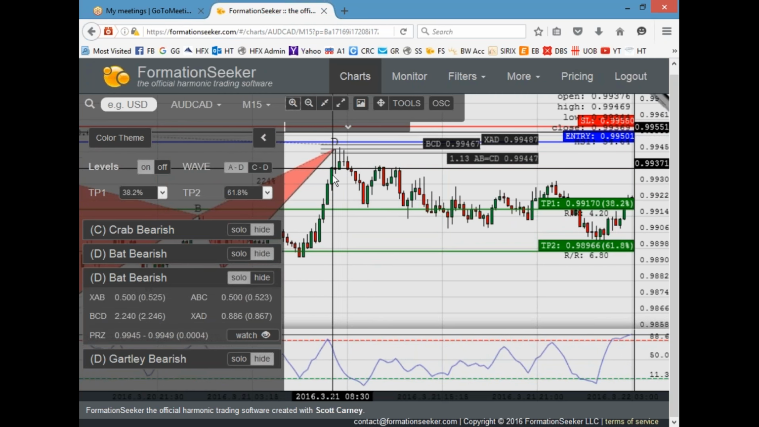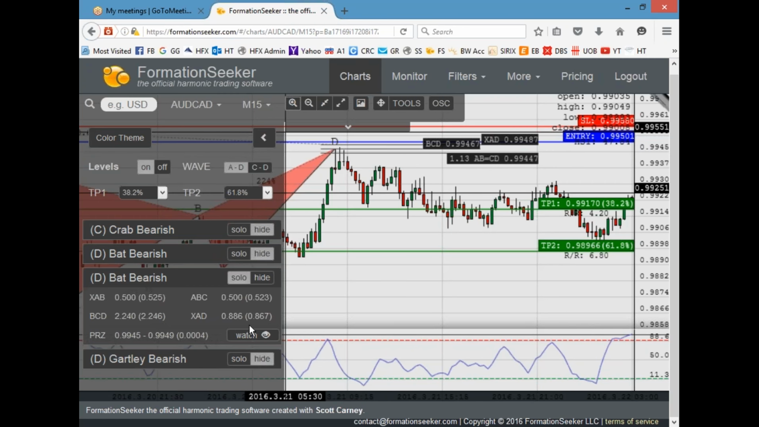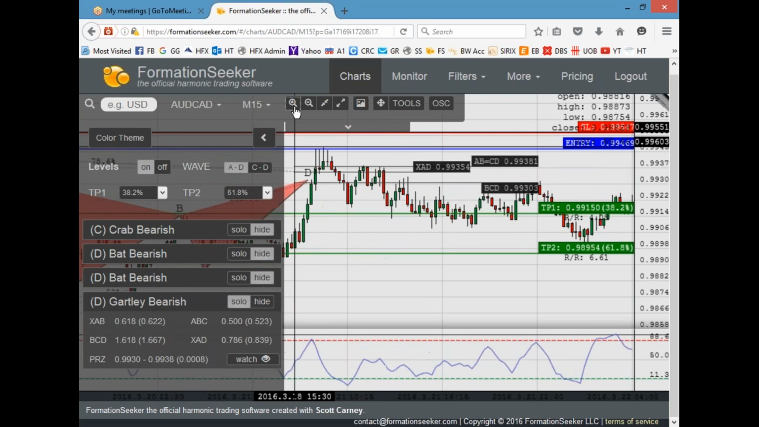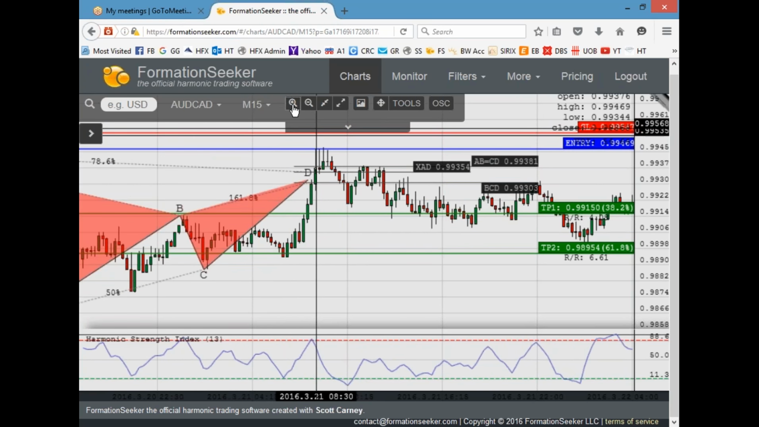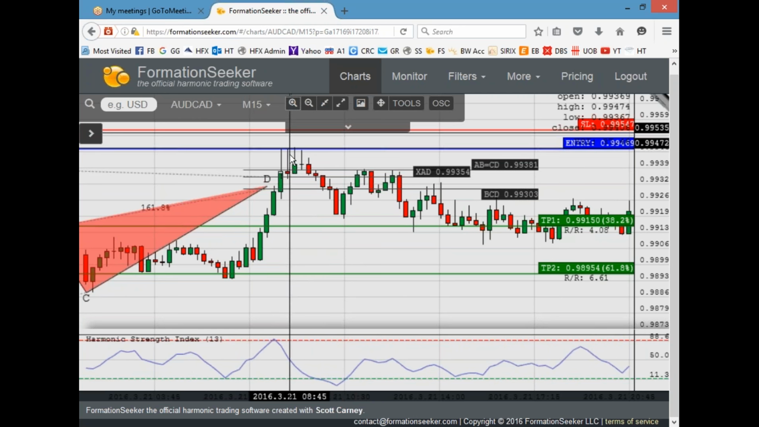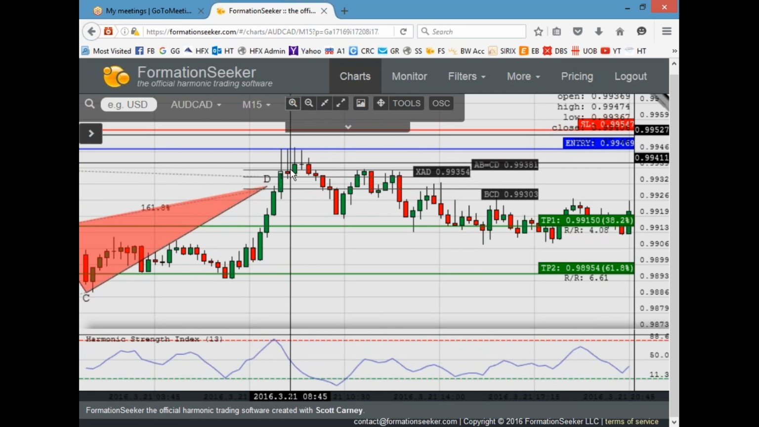The smaller PRZ reacted very nicely. So all you have to do is just follow your rules. You see two patterns here, and you observe the first one. The first one gives me a T-bar, a terminal bar. The second one definitely shows me that this is rejected already.